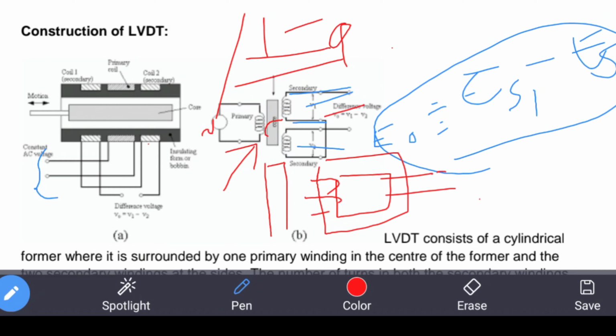If there is no core, the core is moved outwards, then the voltage will be different, because mutual induction will be more when there is a core. When there is no core, it acts as an air core.